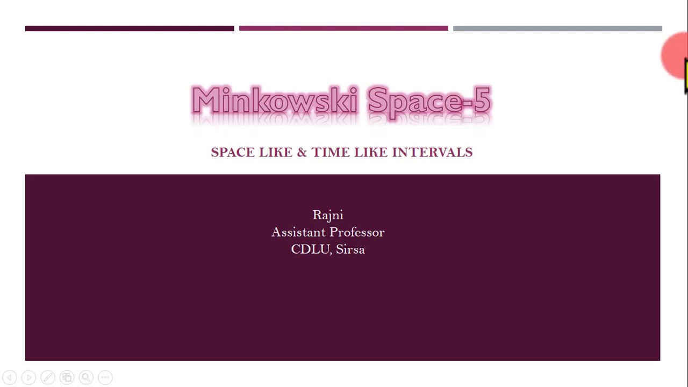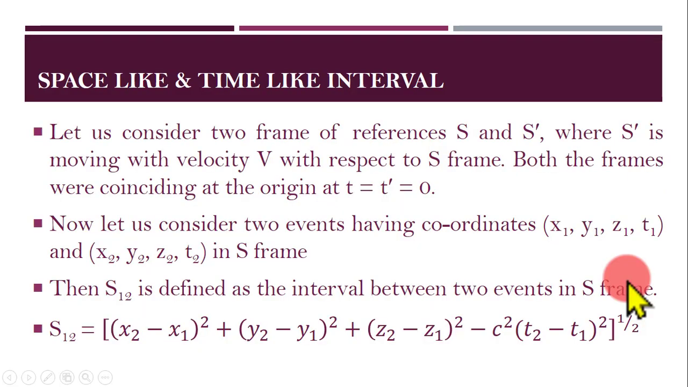Hello everyone. Today we are going to discuss space-like and time-like intervals. So let us consider two frames of reference. One is S and another is S prime. As you know, the S prime frame is moving with velocity v with respect to the S frame, and both the frames were coinciding at the origin at time t equal to t prime equal to 0.